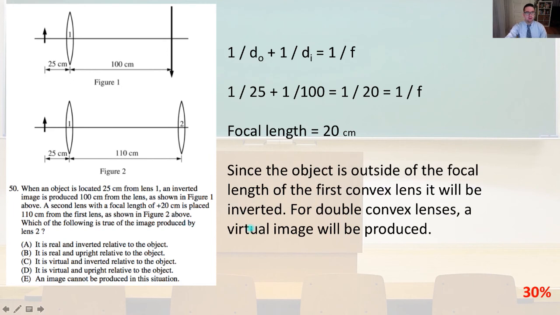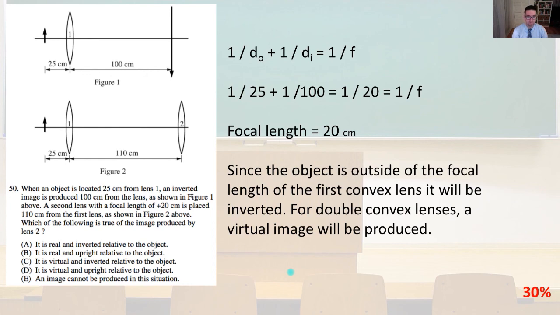Number 50. When an object is located 25 centimeters from lens 1, an inverted image is produced 100 centimeters from the lens, as shown in figure 1 above. A second lens with a focal length of positive 20 centimeters is placed 110 centimeters from the first lens, as shown in figure 2 above. Which of the following is true of the image produced by lens 2?